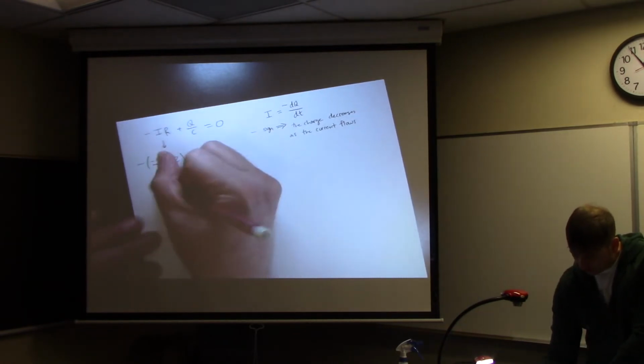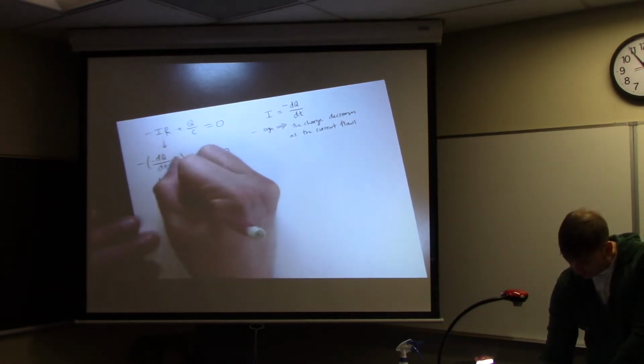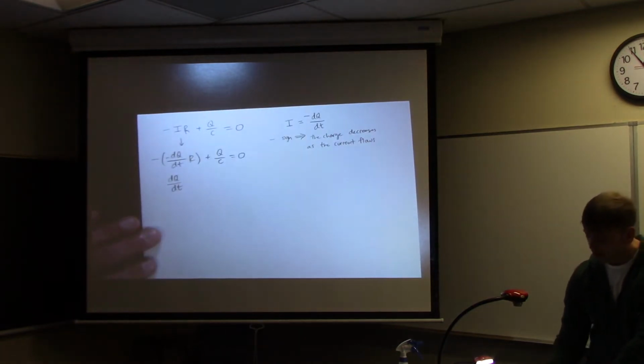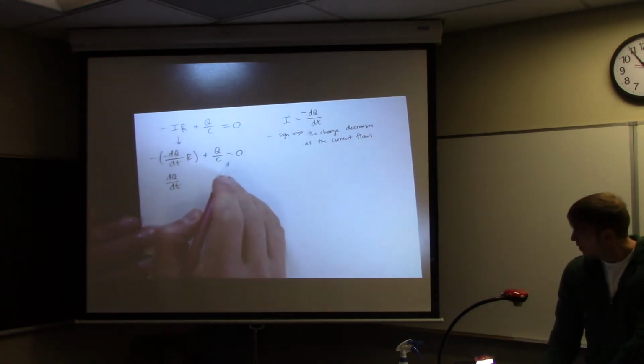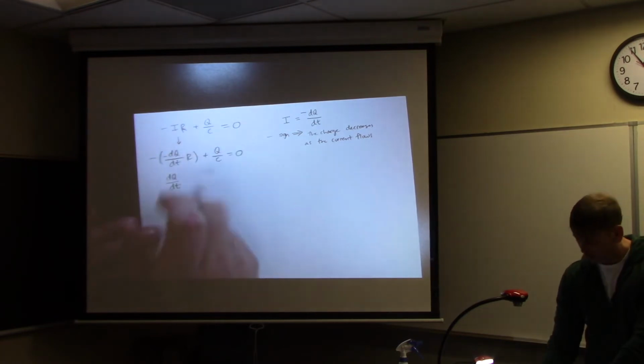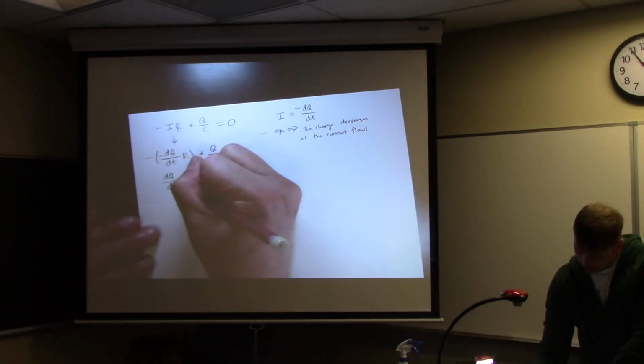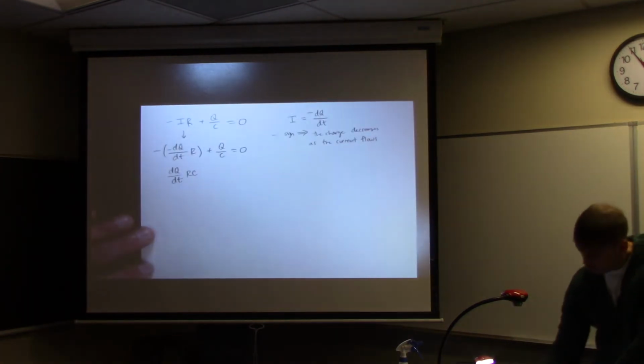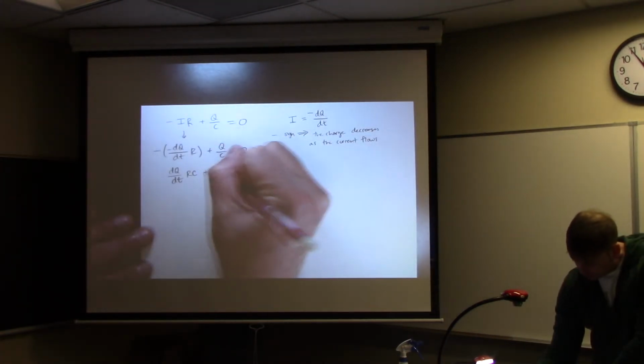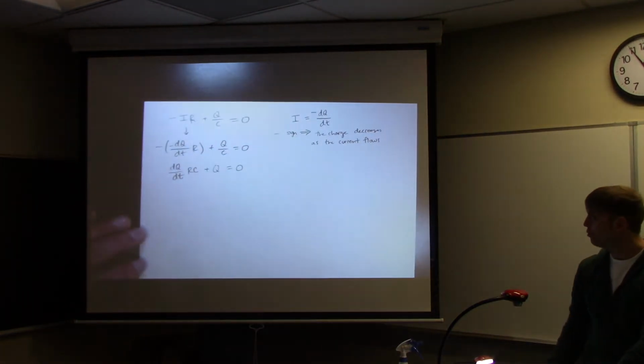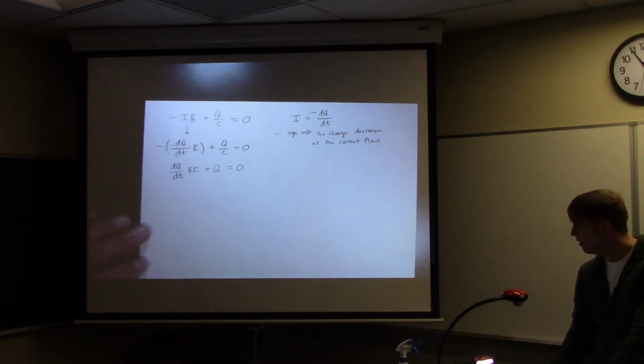First thing is we have two negatives, just drop those out. We also have a factor of C in the denominator here. I'd like to just multiply that all across the board. So we'll have RC dq/dt plus Q equals 0. So just multiplying through by C gives us this.